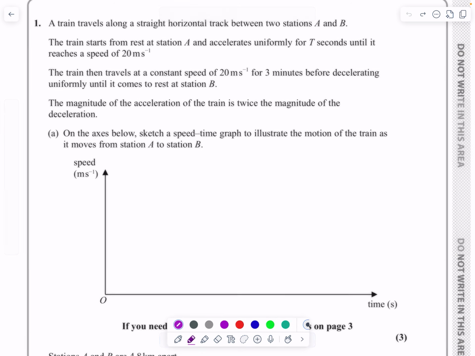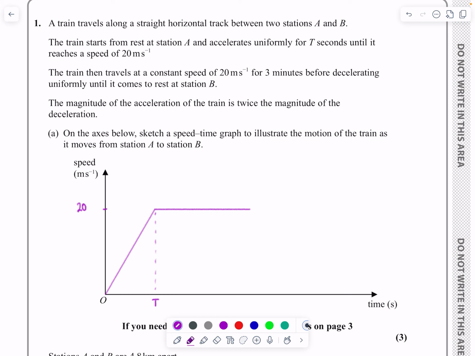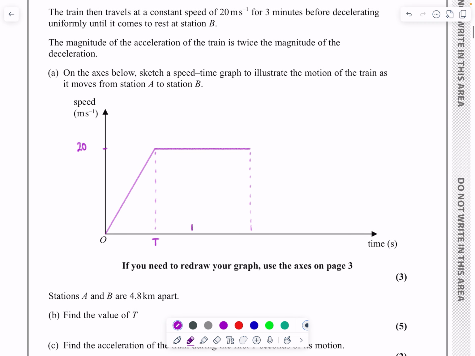Okay, so we know that to start off with, our train accelerates up to, I'm going to put that as 20 there, and this takes t seconds. It then maintains this speed for 180 seconds here, 3 minutes, 180 seconds. So it's up to you whether you want to put, I'm going to put 180 in there, but I'm also going to put t plus 180 there for when I'm doing my last part.